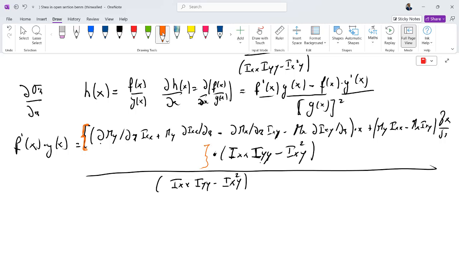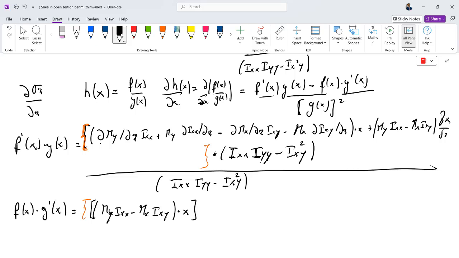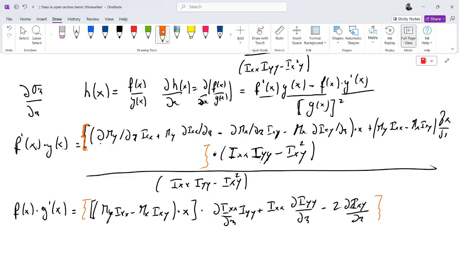If I make the other function derivative, that is f(x) times g prime of x, that is this quantity, so curly bracket, we have this here, multiplied for the derivative of g(x), that is the derivative of Ixx with respect to z times Iyy plus Ixx times the derivative of Iyy with respect to z minus 2 Ixy times the derivative of Ixy with respect to z, curly bracket. Clearly we have certain things that don't depend on z. Clearly all the moments of inertia, so this quantity is equal to 0 because it doesn't depend on z. This quantity is equal to 0.